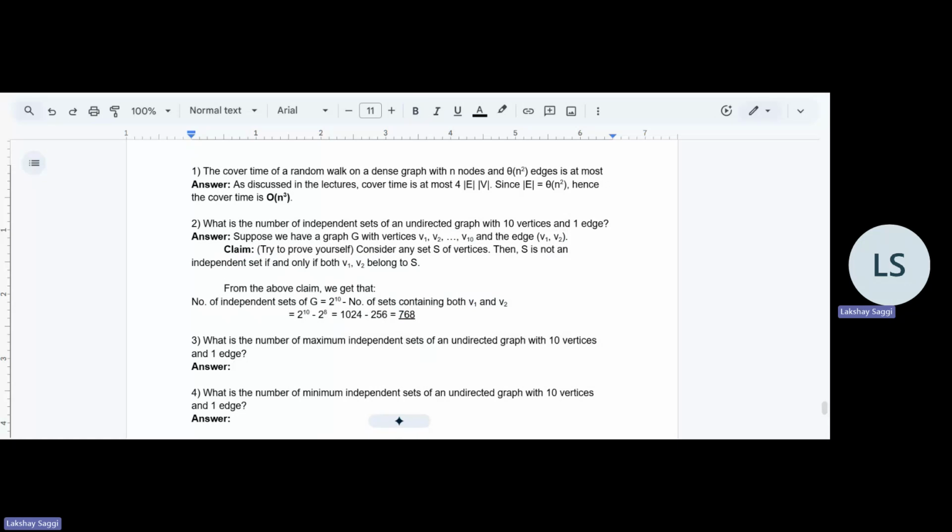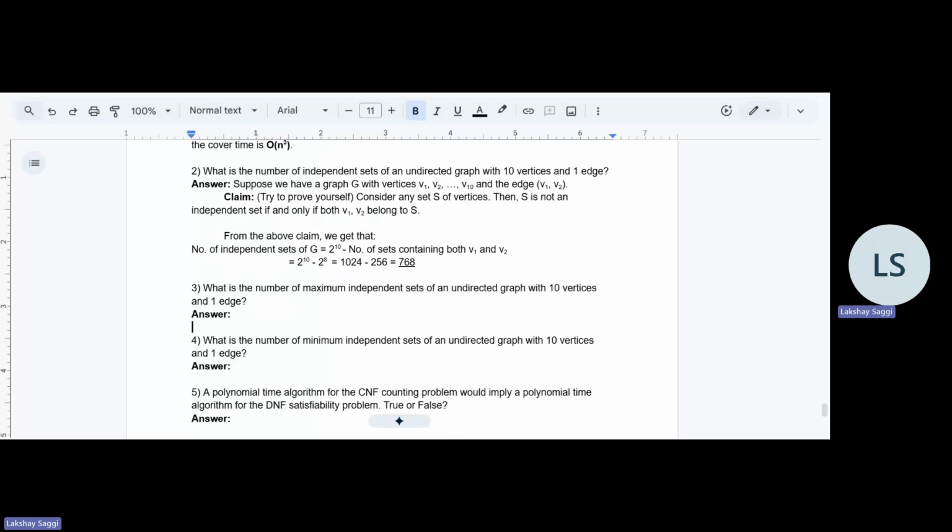Then moving on to the third question, which asks: what is the number of maximum independent sets of an undirected graph with 10 vertices and one edge? So what is a maximum independent set? It's an independent set of maximum size. I think the definition has not been defined in the lectures properly, but it will come up in a later session.